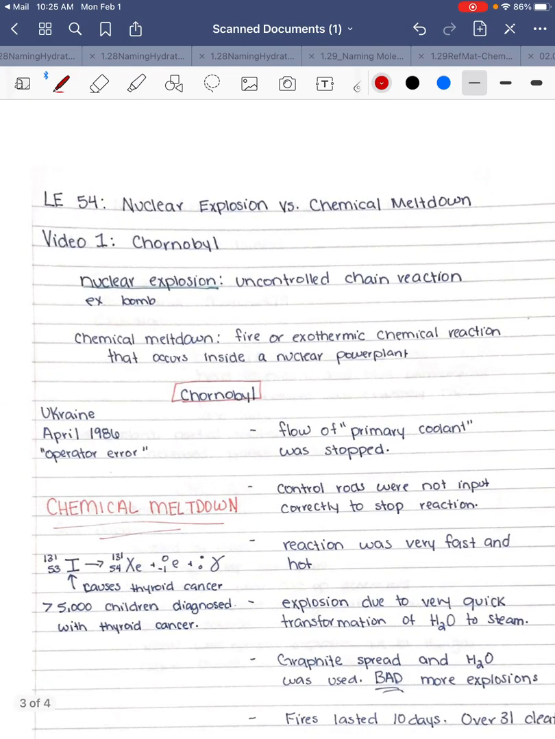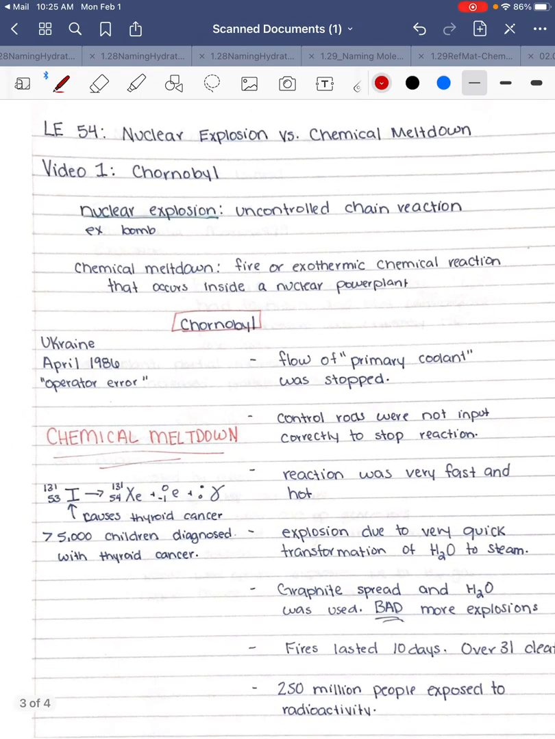It's not too long. This one, guys, I actually really liked, LE54. This explains the difference between nuclear explosion and chemical meltdown. So to start off really quickly, let's define both. So we have nuclear explosion, which is an uncontrolled chain reaction. The best example would be a bomb.